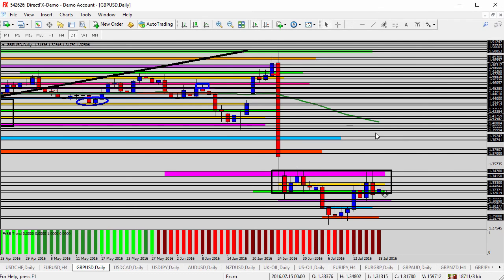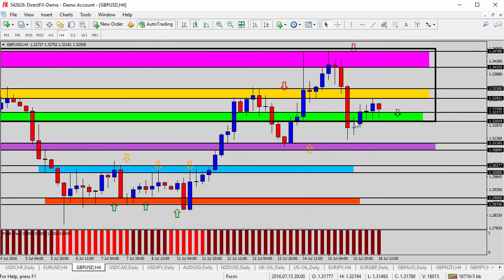Underneath 1.3200, we'll likely look for it to head lower. If we ever see the breakout and turnaround for this currency pair and it gets back above 1.3475, 1.3500, above that little black box and the last several highs that we've seen there, we could be looking for some reversal. Let's take it on down to the 4-hour time frame.